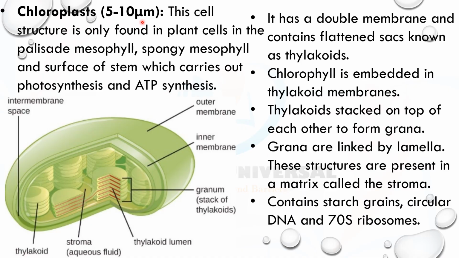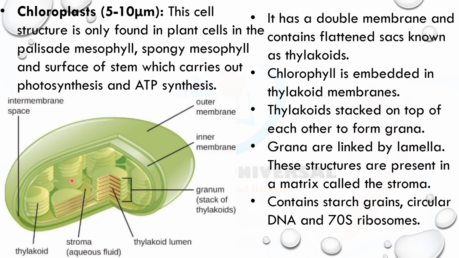All right, look at this. Chloroplast, 5 to 10 micrometers. This cell structure is found in plant cells, in the palisade mesophyll mainly because they make food, and also the spongy mesophyll, which carries out photosynthesis and ATP synthesis. Guys, don't forget that chloroplast has similar structures to mitochondria. First of all, it has 2 membranes, an envelope. Also, it has 70S ribosomes and circular DNA. You can see it has an internal membrane system. This internal membrane system is called grana. Grana consists of a stack of thylakoids. The thylakoid contains chlorophyll. That's the site for the light dependent stage.